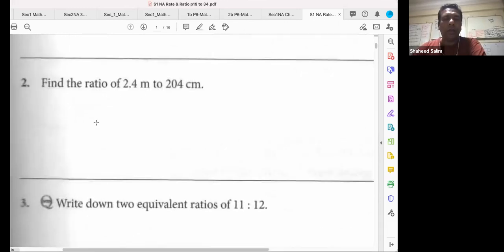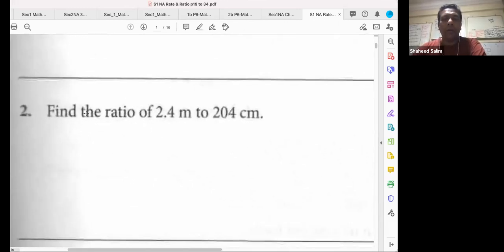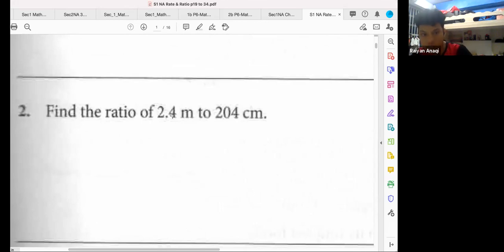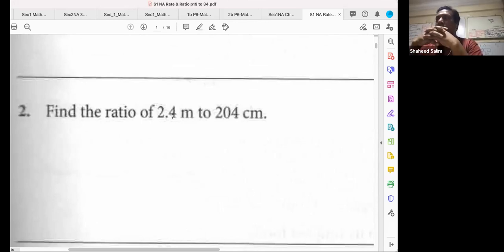Okay, roughly okay. Then we move on to the next one. So now they ask you to find the ratio between 2.4 meters and 204 cm. Now you need to make sure both have the same units. So you change this to cm first. 1 meter is 100 cm.